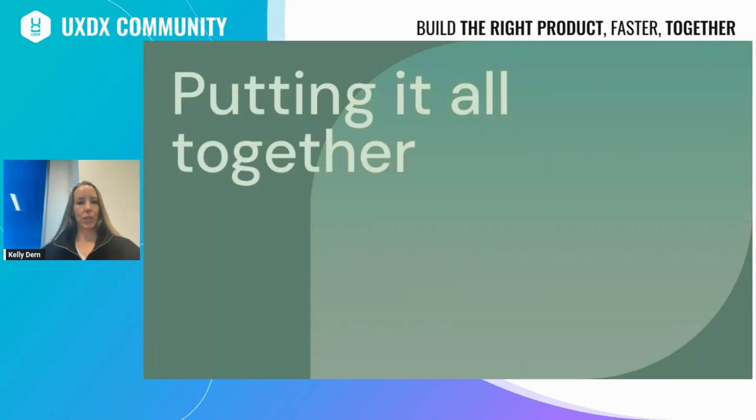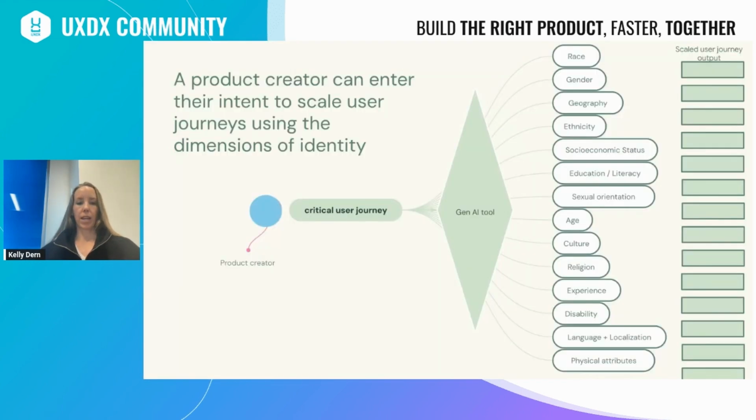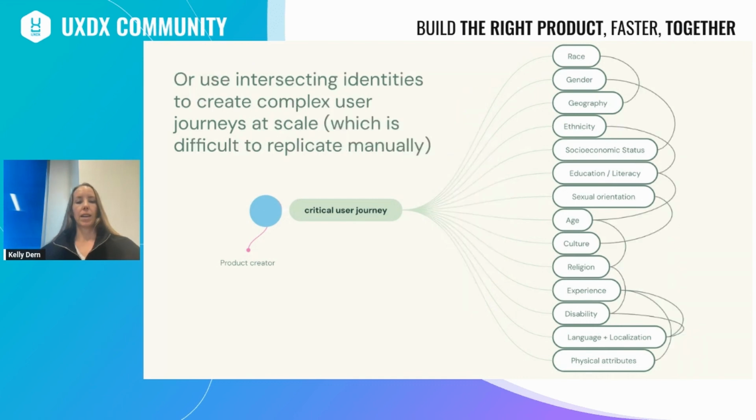So let's put this all together and talk through the key takeaways. A product creator is balancing a lot of things at the same time. And we can use these tools to enter their intent to scale user journeys using the dimensions of identity. You can take a critical user journey, put it through a GenAI tool, filtering by the dimensions of identity, and you can have a scaled user output. You can also do this with intersecting identities: using a critical user journey, filtering through the different dimensions, and asking it to review multiple different dimensions at the same time.